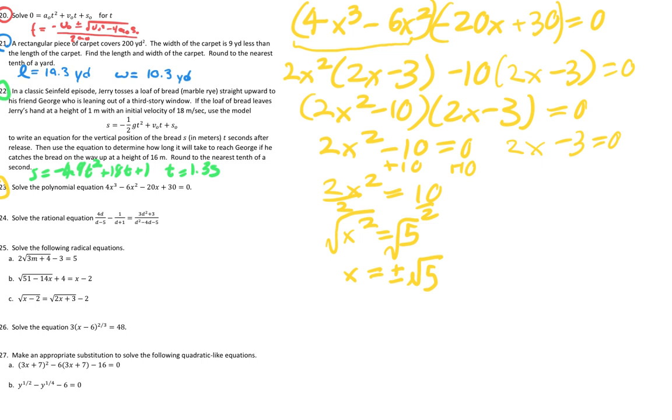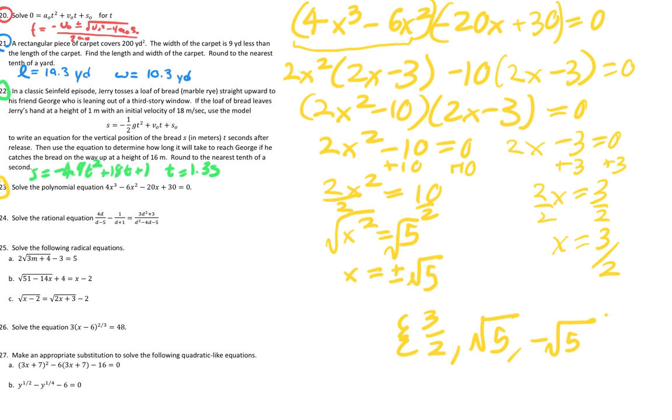that square root ourselves. So now we're going to solve the 2x minus 3 is equal to 0. I'm going to add 3 on both sides. So 2x is equal to 3. We're going to divide by 2 on both sides so that x is equal to 3 over 2. So our solutions are 3 over 2, square root of 5, and negative square root of 5.